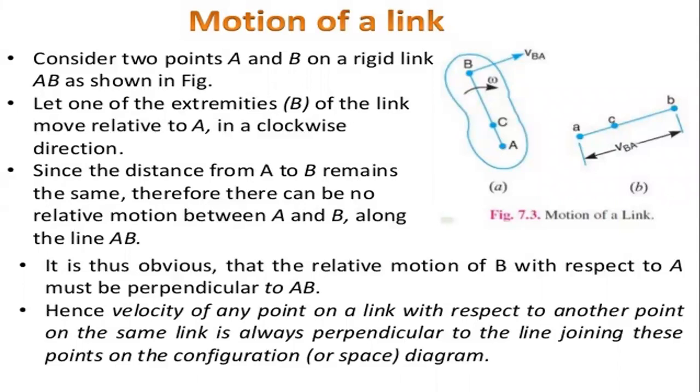Let one of the extremities, B, of the link move relative to A in a clockwise direction. That is, B is moving clockwise with respect to the position of A.